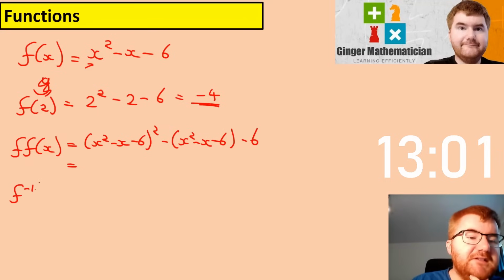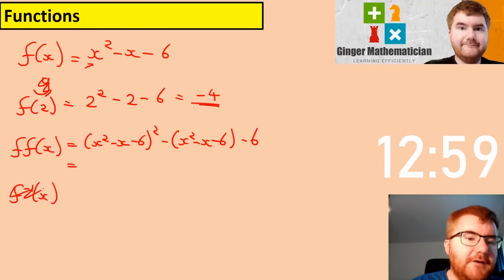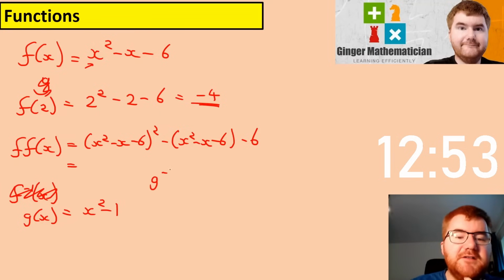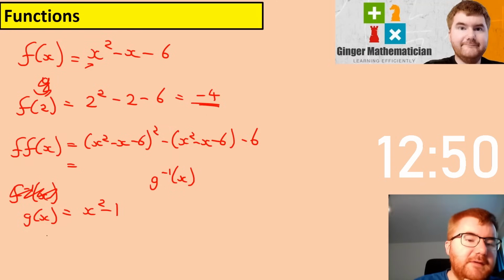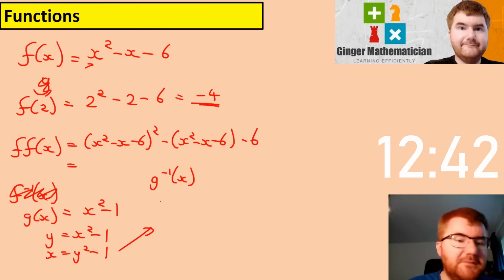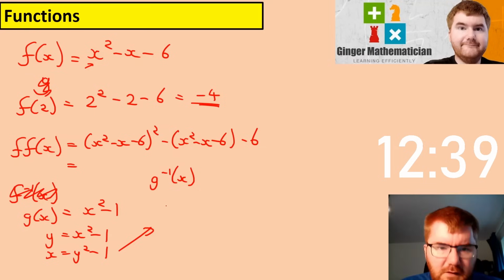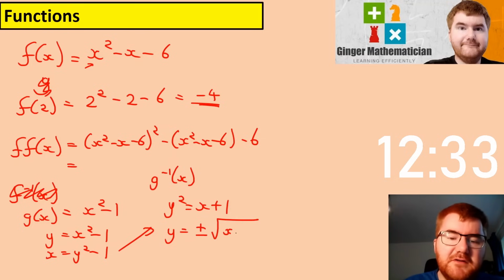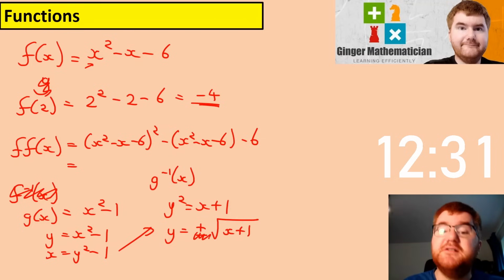To work out the inverse of a function, let's take a different function here. Let's take an easier function. So g of x equals x squared minus 1. The way we find g inverse is we let y equal x squared minus 1. We switch the x's and y's, so x equals y squared minus 1. And then using rearranging, we make y the subject. So that means we get y squared equals x plus 1. And then we just square root, so we get plus or minus the square root of x plus 1. Generally, we ignore the minus solution here.